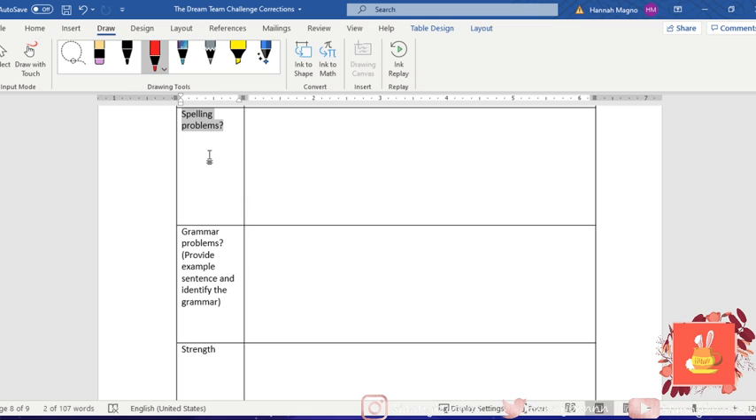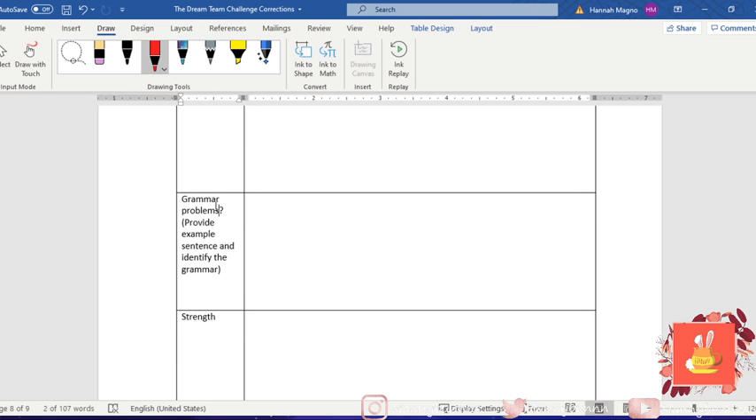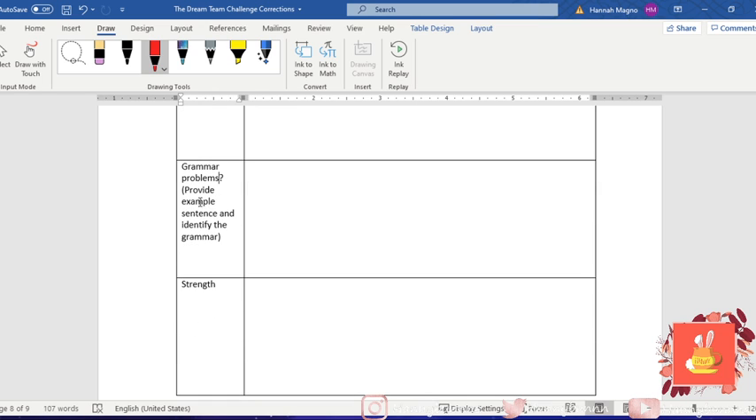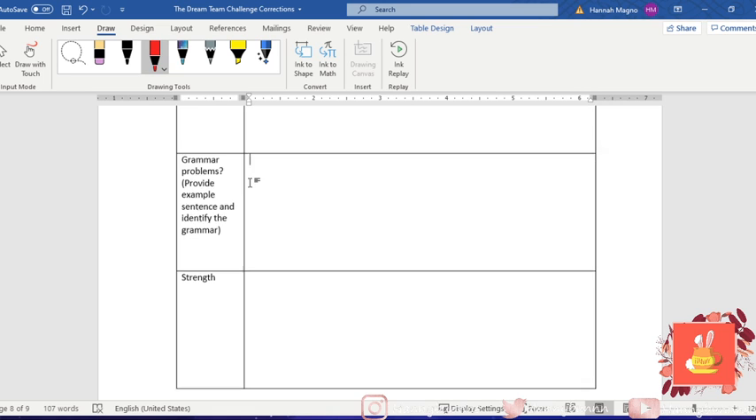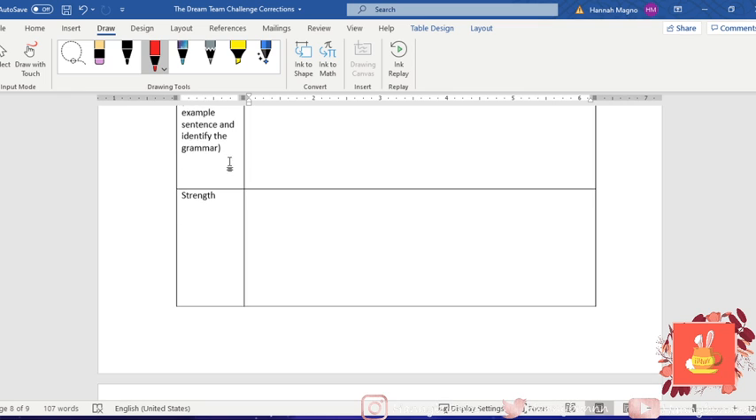Another rubric is spelling problems. Grammar problems, provide each sample. Grammar problems is if I find a sentence and I see a grammar rule there, I'm like, okay, that's an example of an error with subject-verb agreement. So for example, you say, she are the boss. It should be she is the boss. That would be an example of grammar problems.